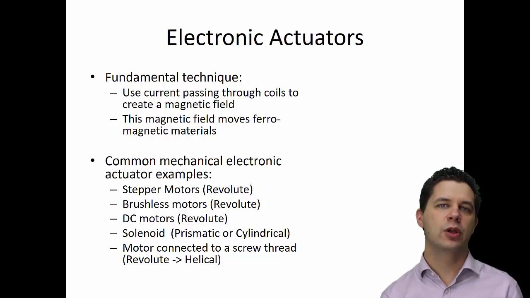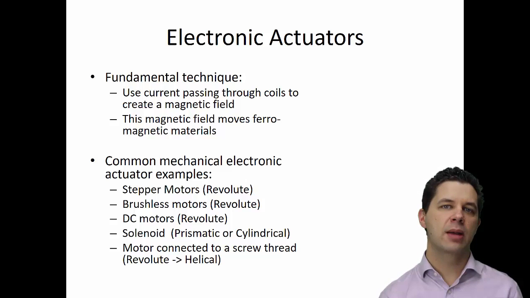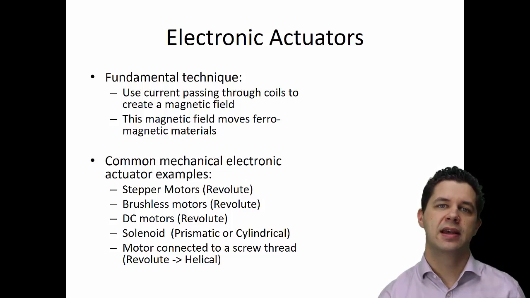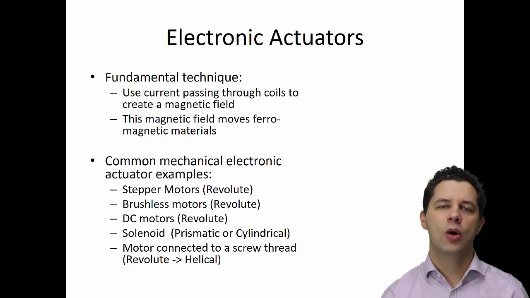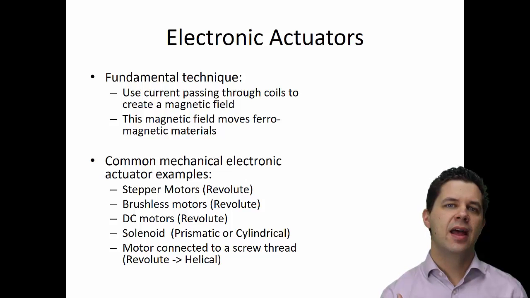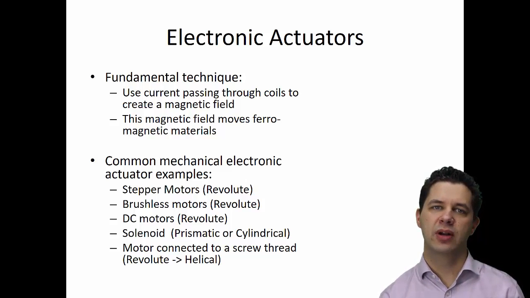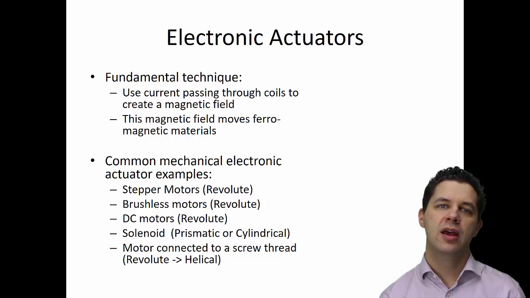Now there's quite a few different common electronic actuator examples. Things like stepper motors that move in a revolute form. Things like brushless motors, once again, move in a revolute pattern. They're rotational actuators. And DC motors, they're rotational as well. We've also got solenoids, which move in a linear sort of motion or a prismatic sort of motion. And we can have things like a motor connected to a screw thread that we looked at previously, where we've got revolute motion turning into a helical form. And so these sort of actuators are what we use now, linear actuators. They're driven by a screw thread.